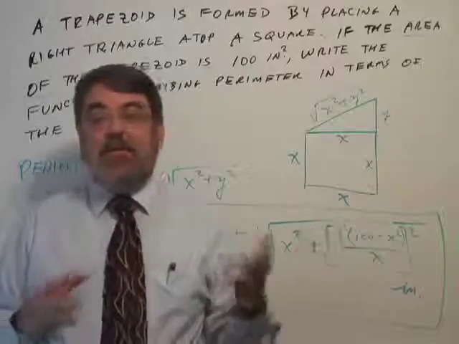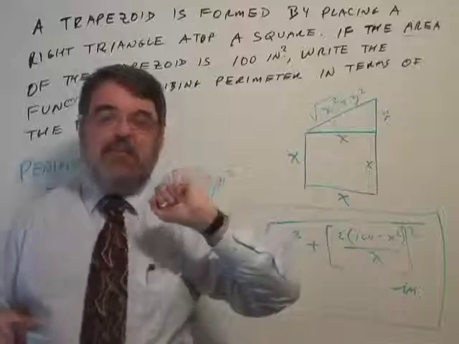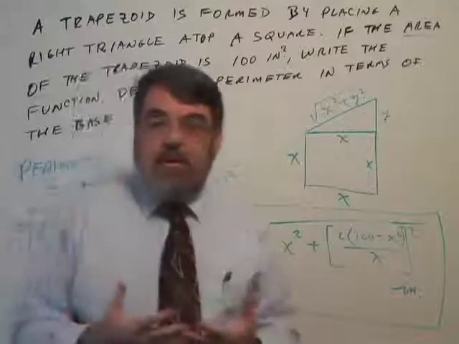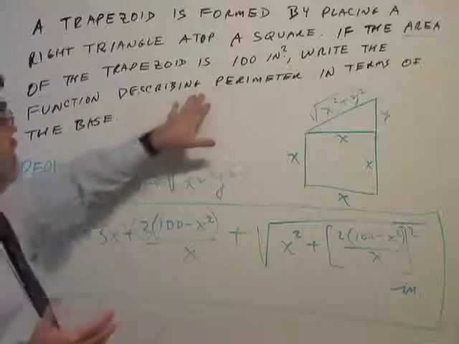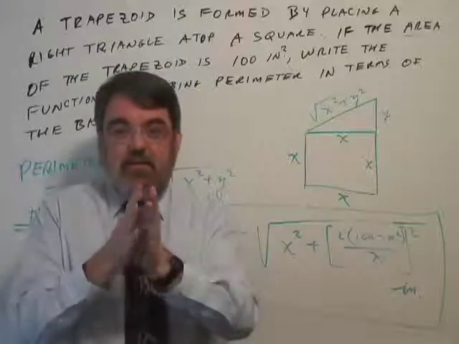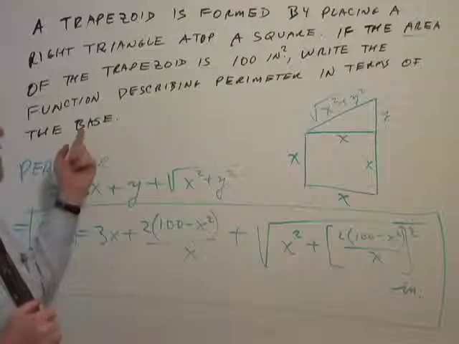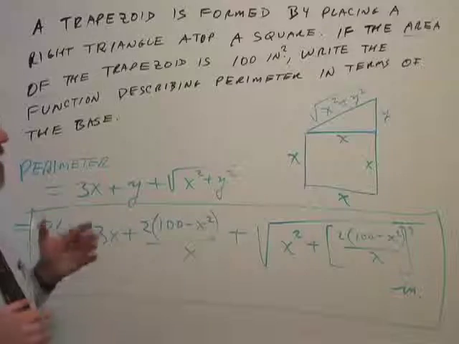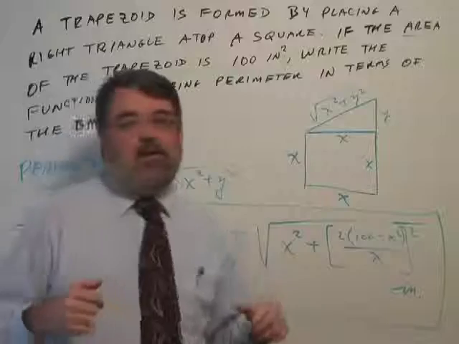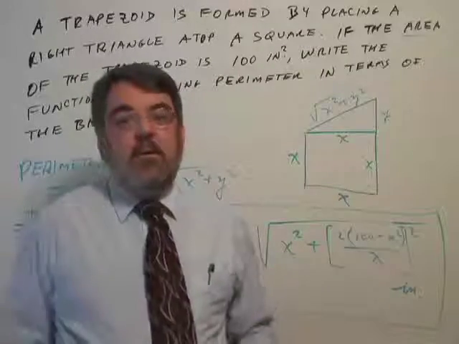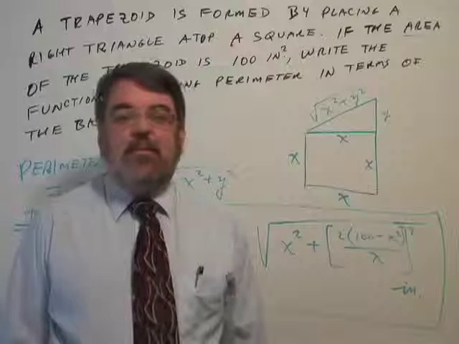I had to define variables. X was my base, Y was the height of the rectangle here. And from that, we were able to write out a calculation for perimeter. We want a function describing perimeter. Okay, so I wrote out the perimeter calculation, but we wanted to put that in terms of a single variable, the base. So that meant I had to use this information, the area information, to solve for y in order to substitute in and get this function of a single variable.